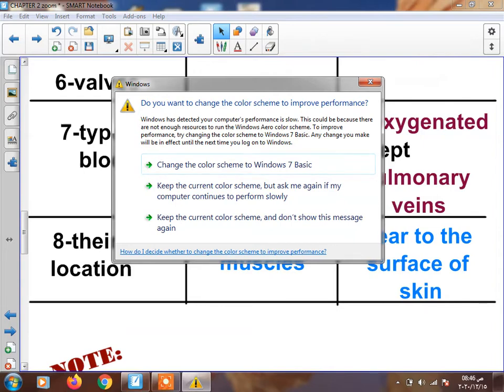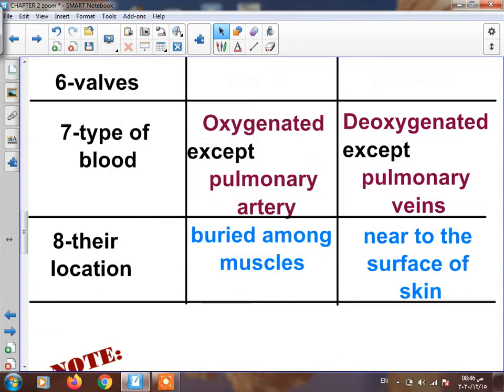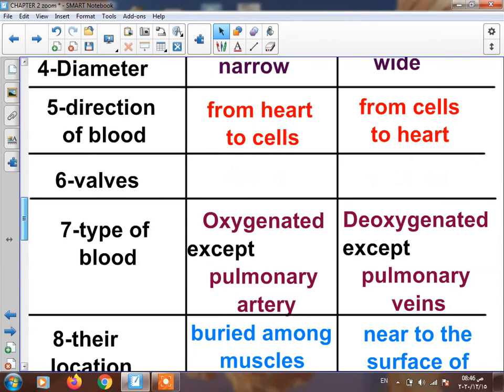So of course there is a certain structure found inside the vein: the valve. Why? To not allow blood to move down again with gravity. This is called a valve. Okay?